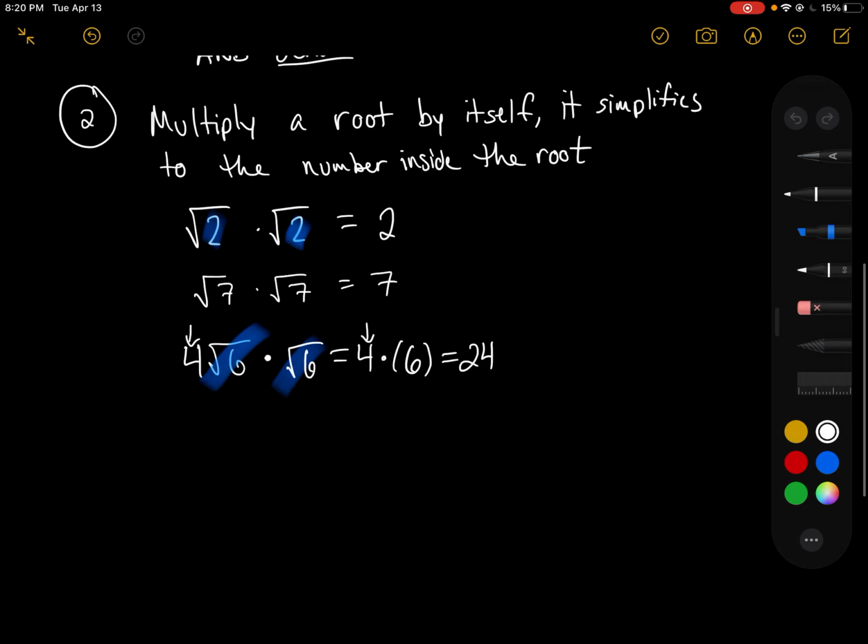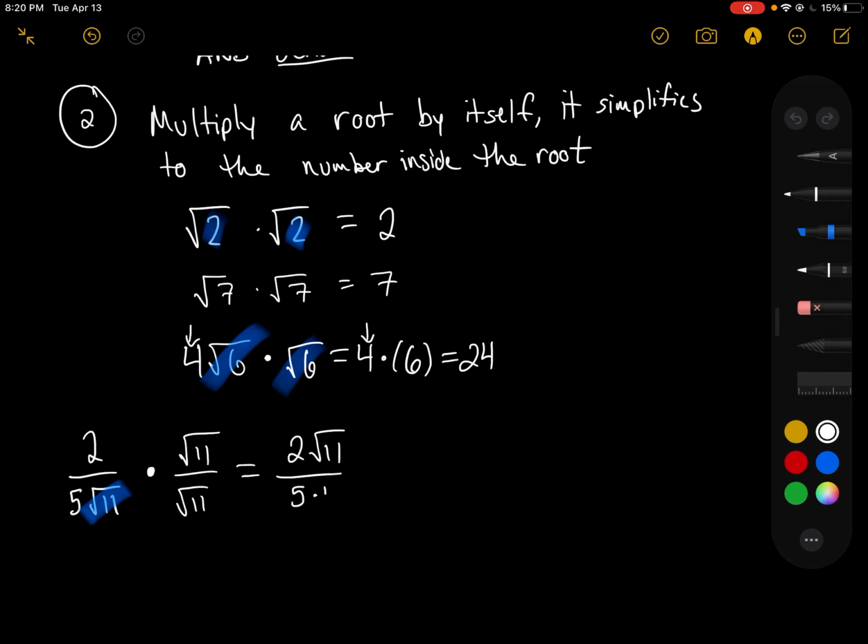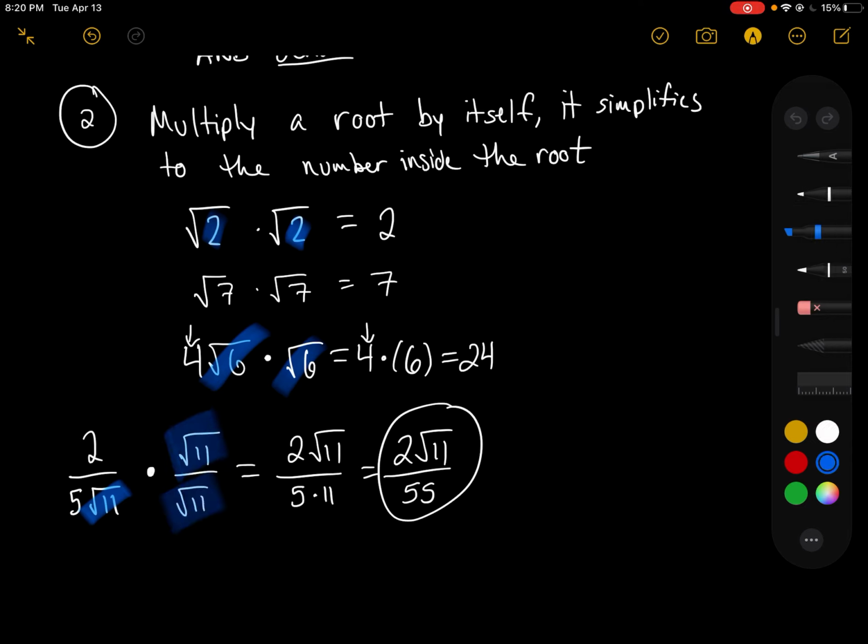So a few examples of this, and the reason why we're spending a few minutes here is because it's really important, and if you don't know how to do this skill, you can't actually get into the trigonometry or the algebra 2 part of this lesson. So if we take something like 2 over 5 root 11, to rationalize this, identify the square root, follow step 2, we multiply by the root itself on both the top and the bottom. So here we'll have 2 root 11 over 5 times 11. When we simplify this out, we'll get 55. And that is our rationalized answer.